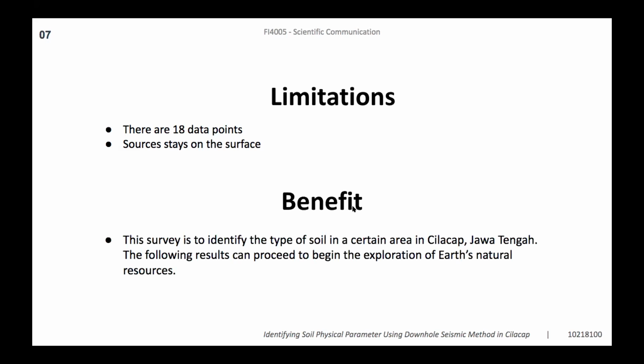Last but not least, the benefit of the survey is to identify the type of soil in a certain area in Cilacap, Jawa Tengah. So the following results can proceed to begin the exploration of Earth's natural resources, just like what I stated earlier in the background, that this is going to be a preliminary exploration for geophysical exploration.